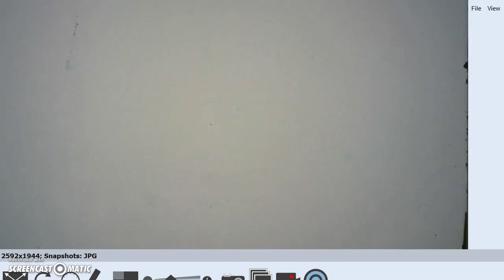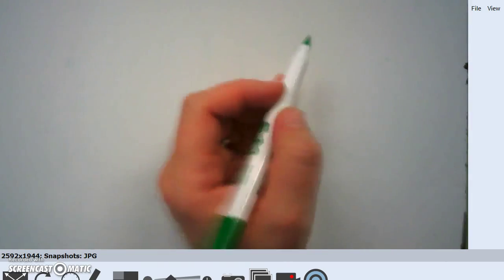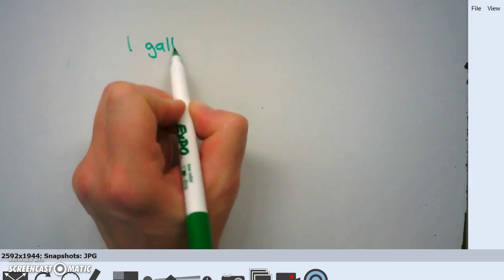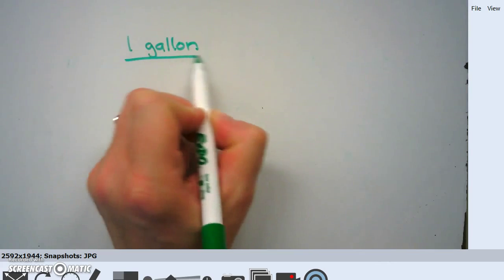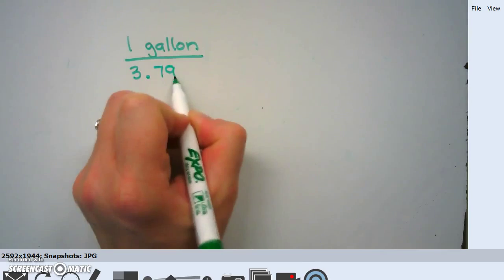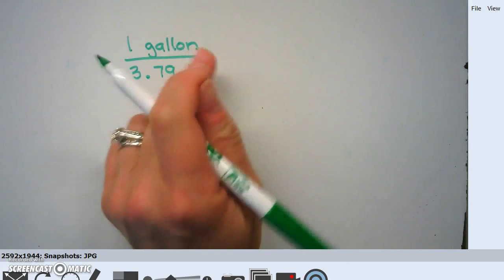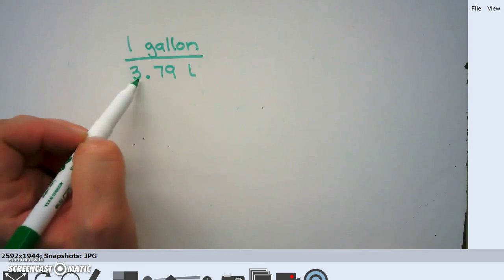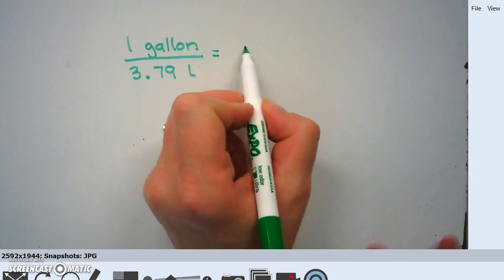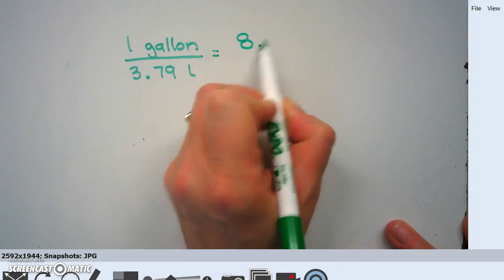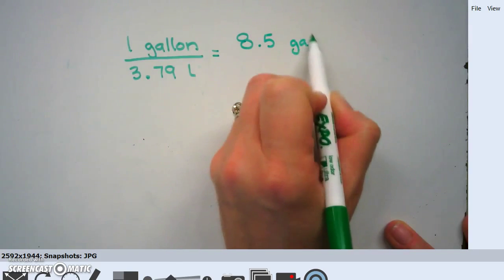All right, now let's take a look at number 8. Number 8 is simply a ratio. We're looking to make an equivalent ratio. And number 8 tells me that 1 gallon is equal to, or is the same as, 3.79 liters. I'm just going to abbreviate that with L. Well, there's 1 gallon for every 3.79 liters. Now I want to know how many liters are equal to 8.5 gallons.